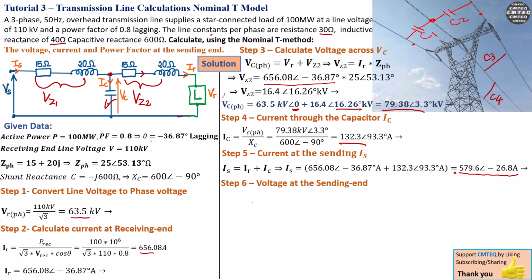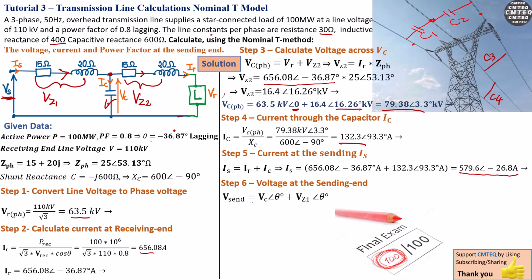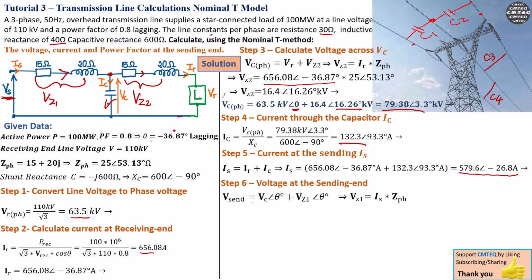Now since we now know what is the current across these series impedance here, it is now very easy for us to calculate VZ1. That way we can take this voltage and add it to this voltage to find the voltage at the sending end. There you have it, guys. So very simple. Then you've got your problem solved and get the full marks. So moving on, Vsend is obviously Vc with an angle plus Vz1 with an angle. Vz1 is Is times Z per phase at that section of the line.